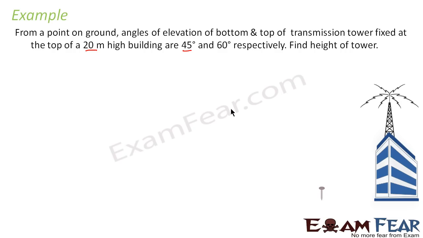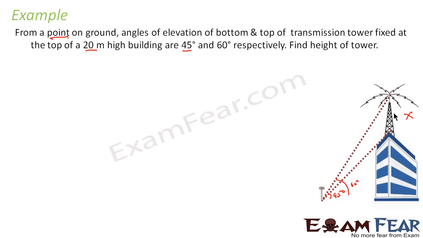Also, the question says from the point on the ground we have the angle of elevation of the bottom and the top of the transmission tower. So we'll take this angle of elevation on the bottom, that is 45 degree. This guy is 45, and the top of the tower from the same point is 60 degree. So this angle is 60 degree. We have to find the height of the tower. So let this be x.